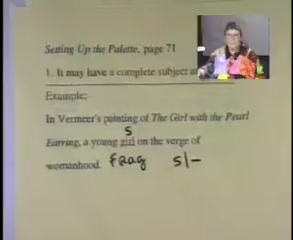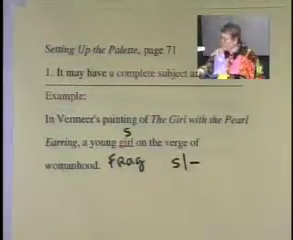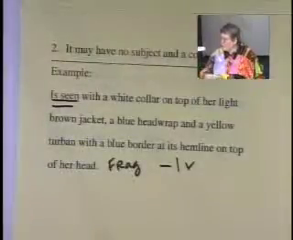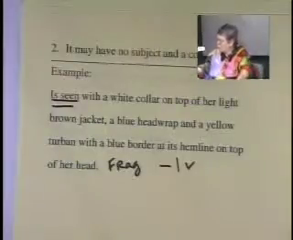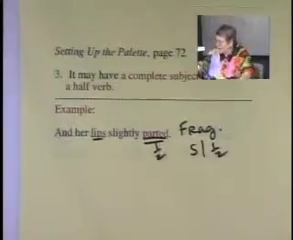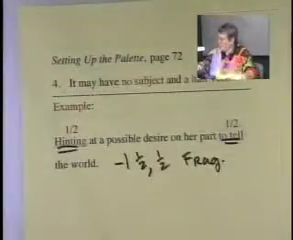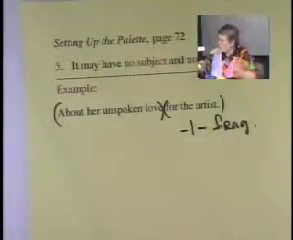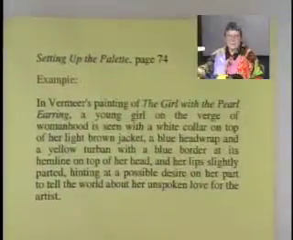Here's the first fragment. In Vermeer's painting of the girl with the pearl earring, a young girl on the verge of womanhood is seen with a white collar on top of her light brown jacket, a blue head wrap, and a yellow turban with a blue border at its hemline on top of her head, and her lips slightly parted, hinting at a possible desire on her part to tell the world about her unspoken love for the artist. Well, to eliminate those 5 fragment errors, you just lift all the periods and revise your punctuation. So now it's going to look like this. It's going to look like what we have on page 74.